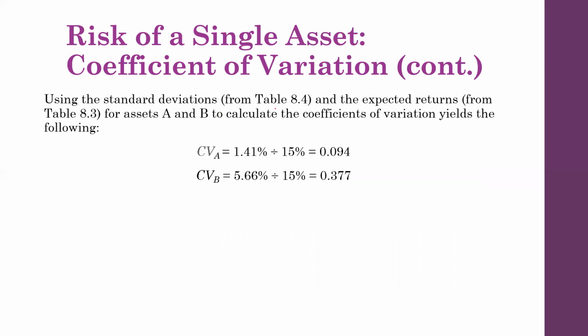Using the standard deviation from table 8.6 and the expected return from table 8.3 for assets A and B, we calculate the coefficient of variation. So we found the standard deviation for asset A and asset B was 1.4 and 5.6, and we also found the expected return was 15% for each one, right?